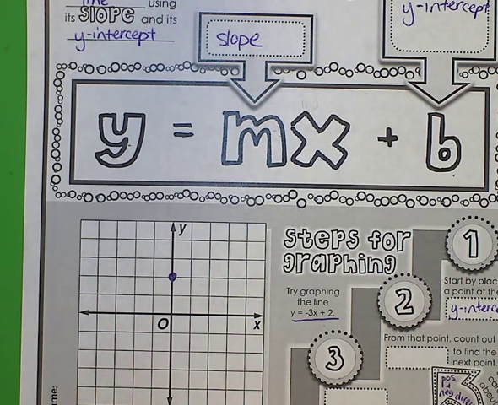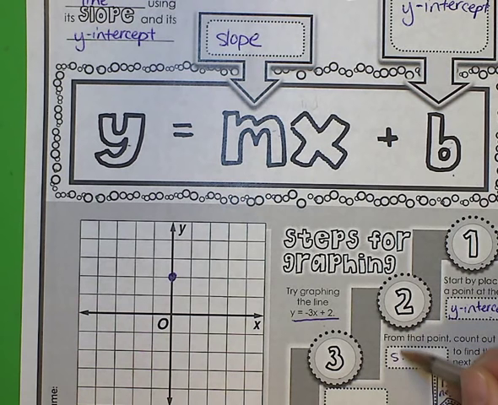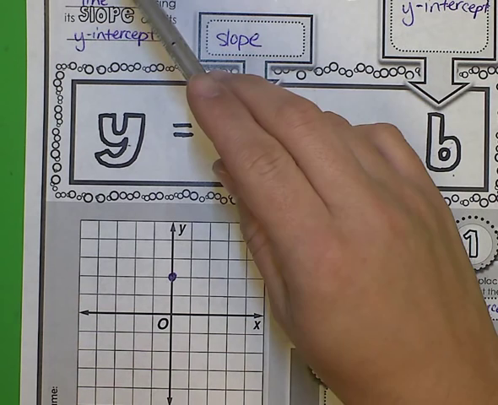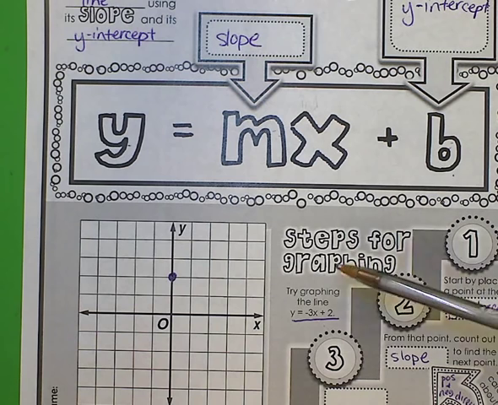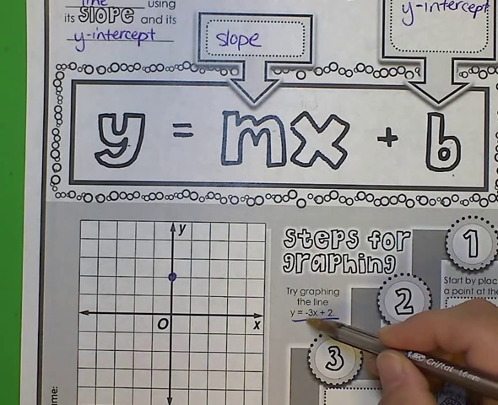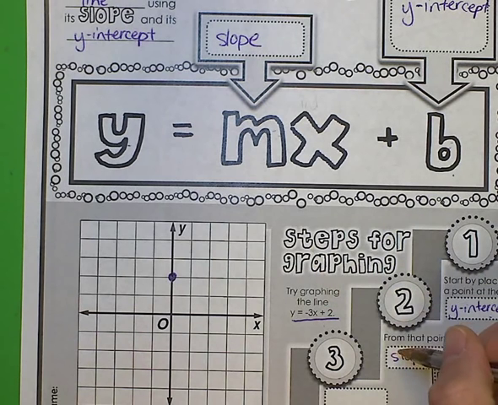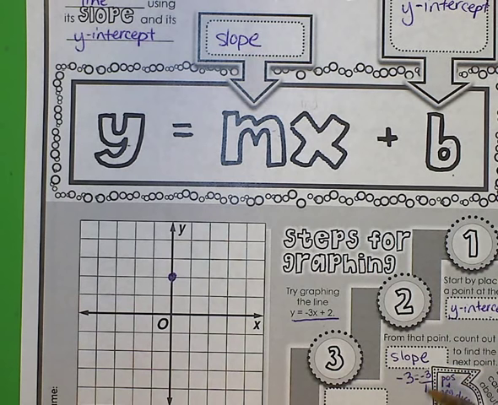Now what they're talking about here, from that point, count out to find the next point, is your slope. Now remember, your slope is your rise over your run. You wrote your notes up here. So we're looking at a negative 3x. Remember, if your slope is a negative 3x, that is the same thing as a negative 3 over 1. This is a big deal, because if you put the negative on the denominator, that's going to change the direction in which you're moving.